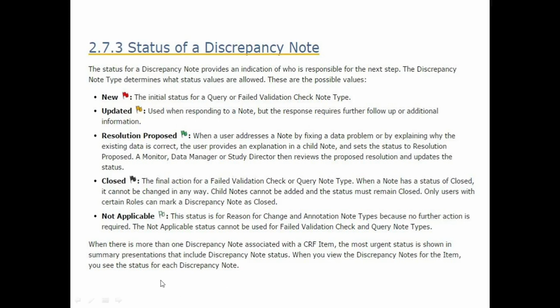Now please note this text, because these flags can be confusing. Because when there is more than one discrepancy note associated with a case report form field or item, the most urgent status is shown in the summary presentations. Okay, so when there's more than one query for that field, the most urgent one, or the one with the highest priority, that flag will be seen, and the color of the flag will indicate the color of the discrepancy with the highest priority.